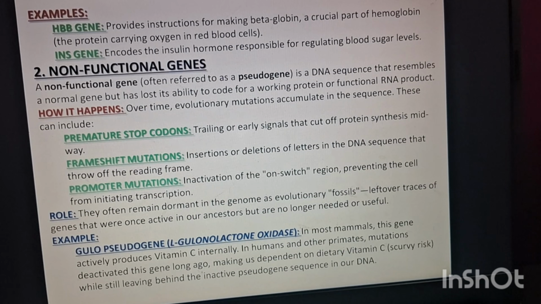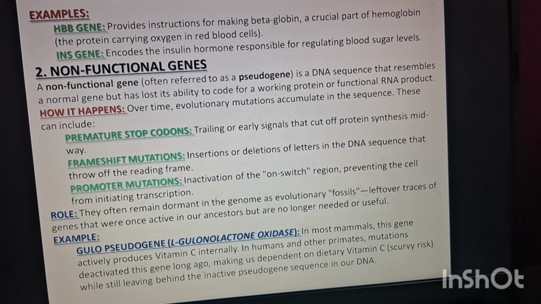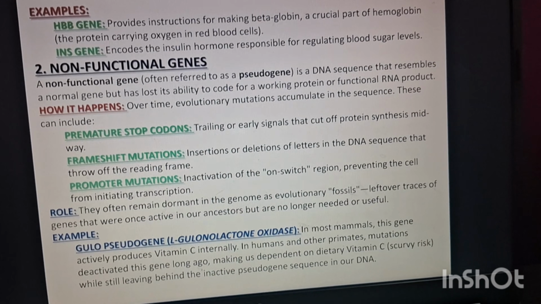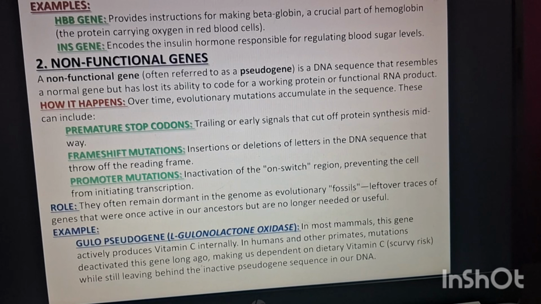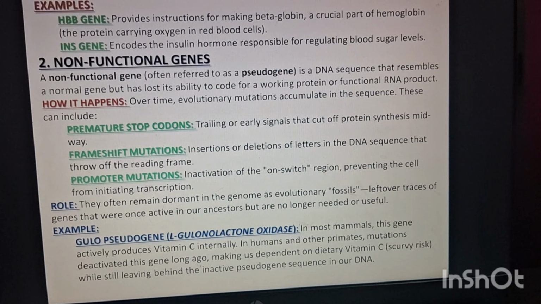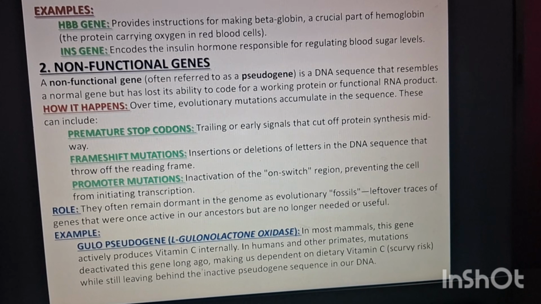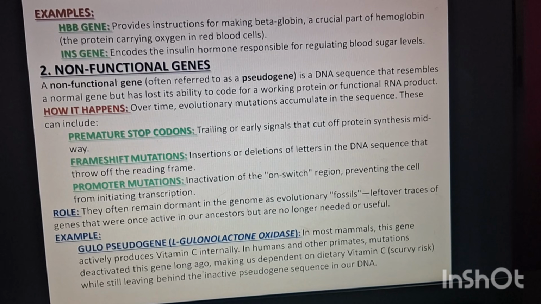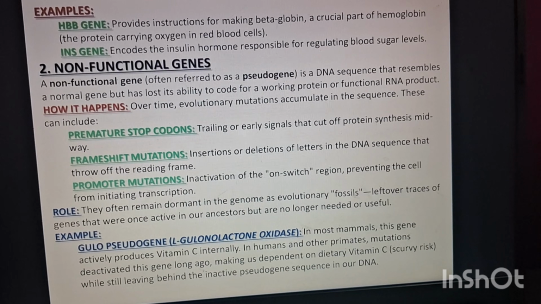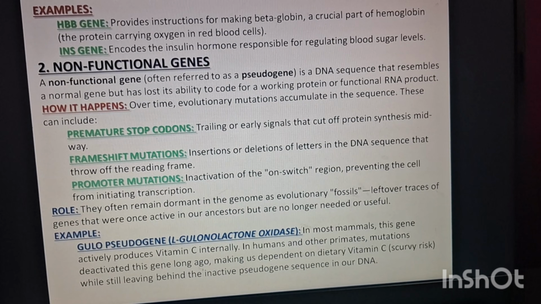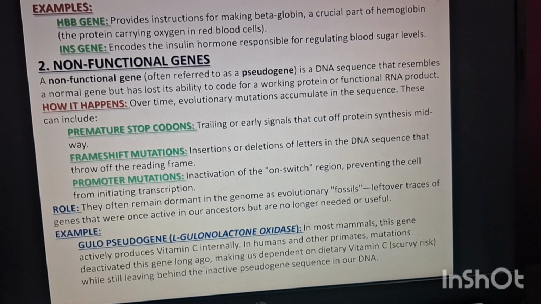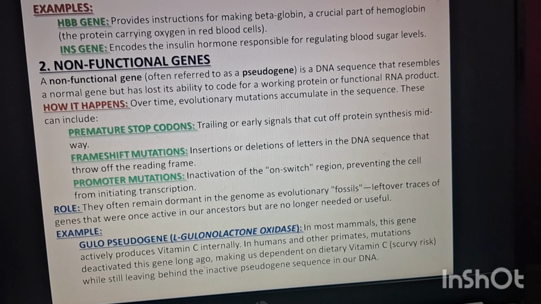Next, a short note on the premature stop codon. What is the premature stop codon? It is a early signal that cuts off protein synthesis midway. And what is the frameshift mutation? Insertions or deletions of letters in the DNA sequence that throw off the reading frame. Next, promoter mutation, inactivation of the on-switch region, preventing the cell from initiating transcription.